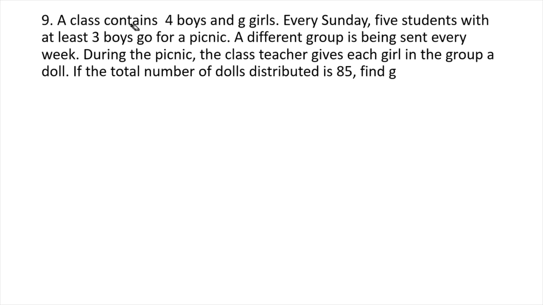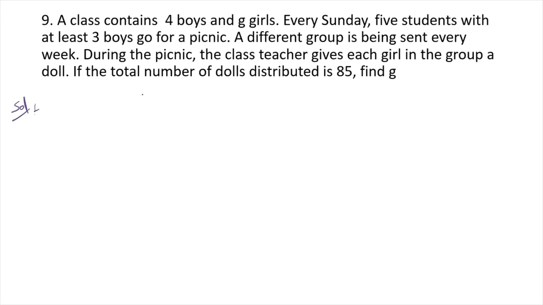So a class contains 4 boys and G girls, and each Sunday 5 students will go to a picnic with at least 3 boys. And at the picnic spot there is a class teacher who will give dolls to every girl in that group, and on the whole he has distributed 85 dolls. Now you have to find how many girls are there in the class. So this is a little bit tricky. If you write this equation, then it will be easier.